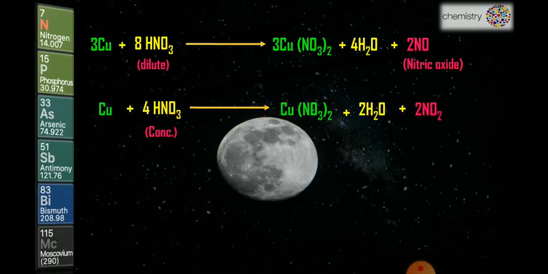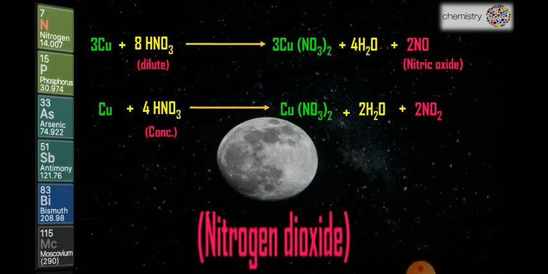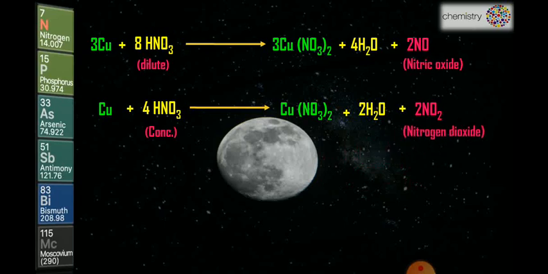It forms oxide of nitrogen, which is NO2, 2NO2, nitrogen dioxide. Okay, so the product formation here, in the first case we are getting nitric oxide, in the second reaction we are getting nitrogen dioxide. So the product formation depends upon what? Concentration of nitric acid.